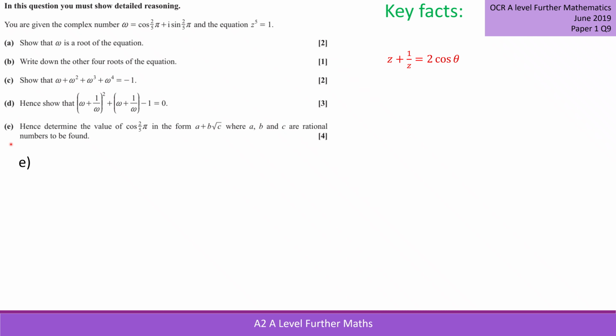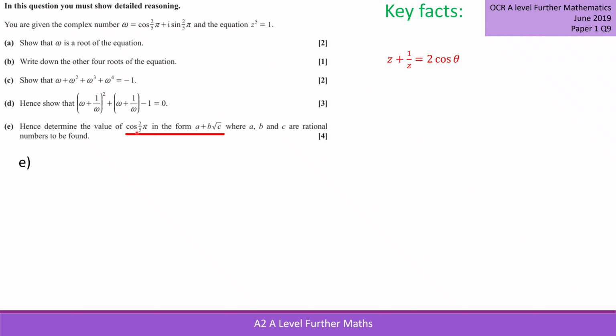Now part E is also a hence question. So it says hence determine the value of 2 pi by 5 in the form a plus b root c, and you've got to work out the values of a, b and c, and you're told they are rational numbers to be found. Remember, a rational number is just a number that isn't one that keeps recurring. So it's just a whole number, or a number that can be written as a fraction, is a rational number.